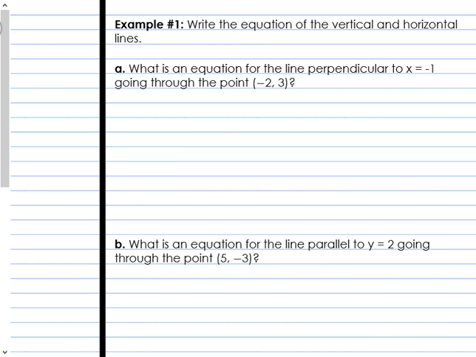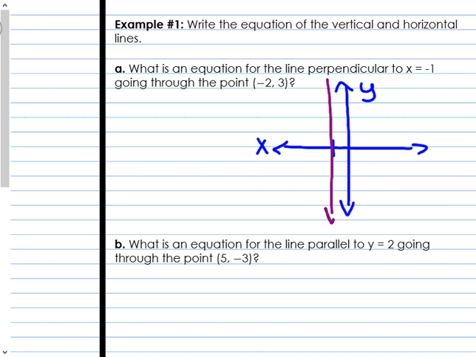Example number 1, write the equation of the vertical and horizontal lines. Letter A, what is an equation of the line that's perpendicular to x equals -1 and it has to go through the point -2, 3? Well, the first thing I want you to do is just sketch out a graph really quickly. Here's my axis. I have x and I have y. So x equals -1. So -1 on the x-axis is where my line's going to go through. Well, that means it's going this way because it has to go through -1. That's x equals -1.